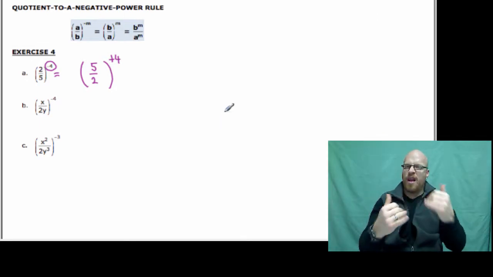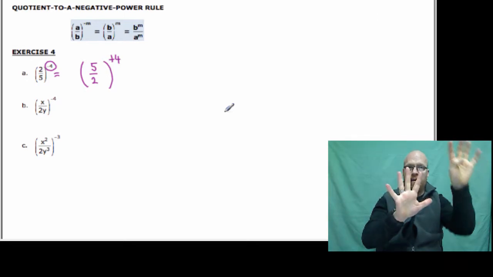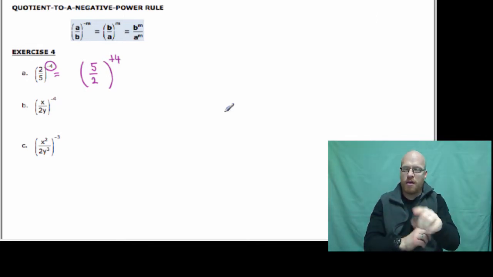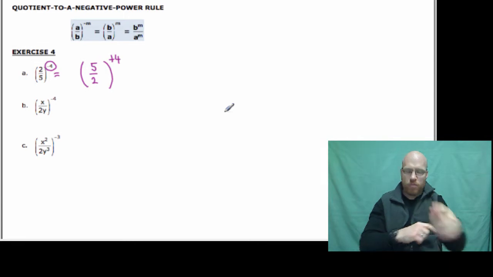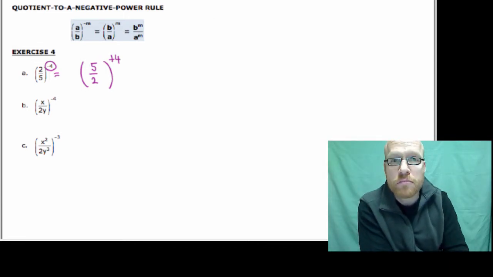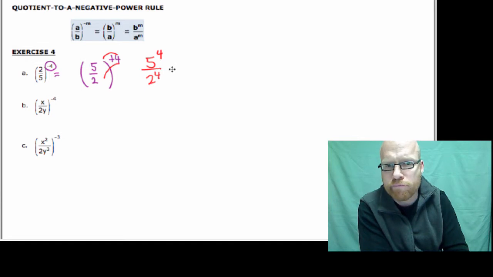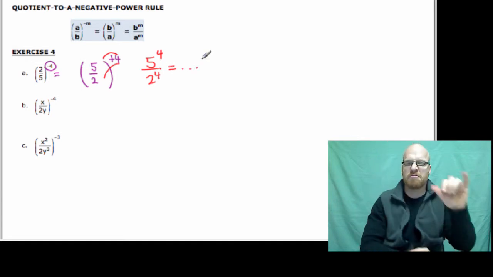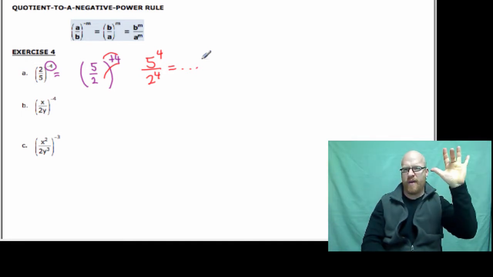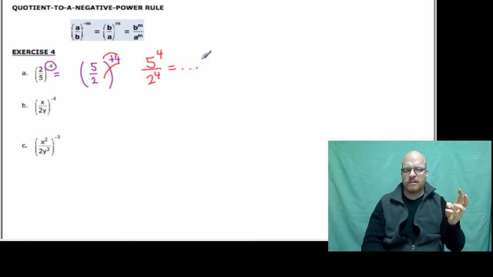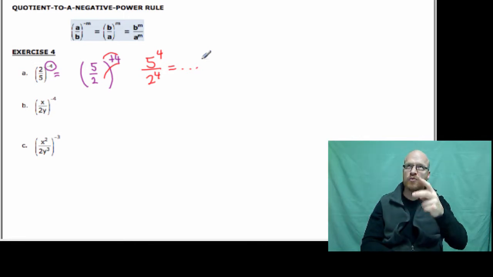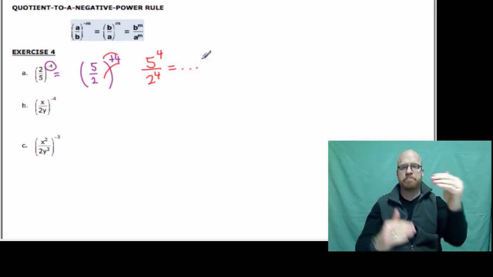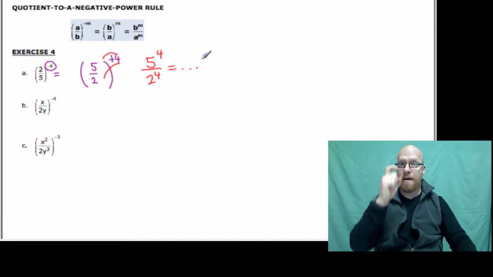Okay, so you see we had 2/5 raised to the negative 4th power. When we flipped the fraction and the exponent went positive, now we apply the power rule and we distribute the 4 into the fraction, into the numerator and denominator. You can multiply that yourself: 625 over 16. That would be the answer we have. So let's move on to B.